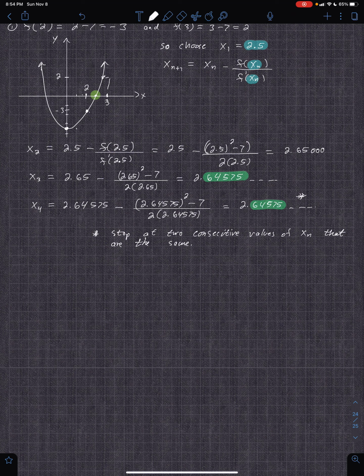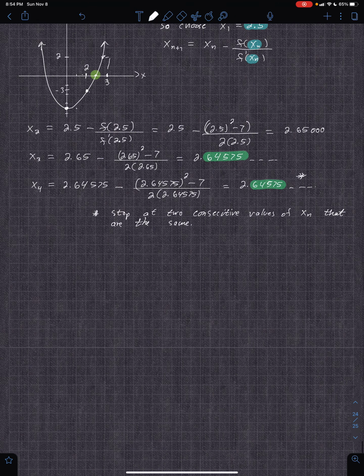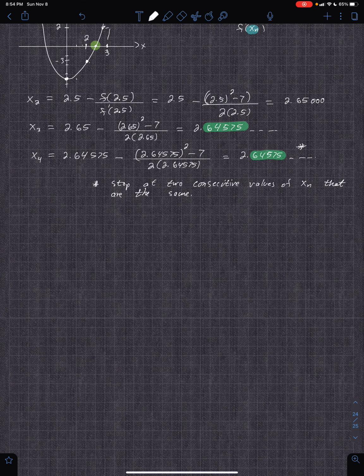So remember, if your f prime right here is real close to 0, then this is going to be a weird number. If you pick a value like here, it's going to just shoot you way off. So you don't want to do that. You want to get closer and closer to the number. That's the square root. That's how square root type things were approximated before computers. So square root of 7 is approximately 2.64575, and you can verify that if you want.